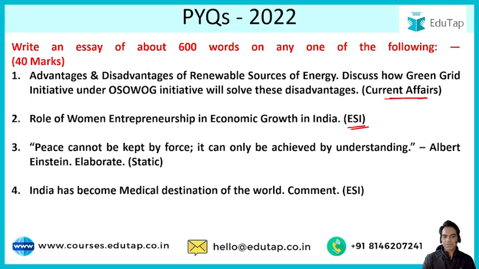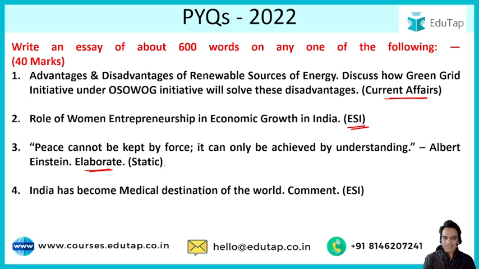Third, peace cannot be kept by force, it can only be achieved by understanding. This was a quotation by Albert Einstein, and they asked the aspirants to elaborate on this. So this was somehow in the wake of the Ukraine-Russia war that was going on, that had just started at that moment in 2022.